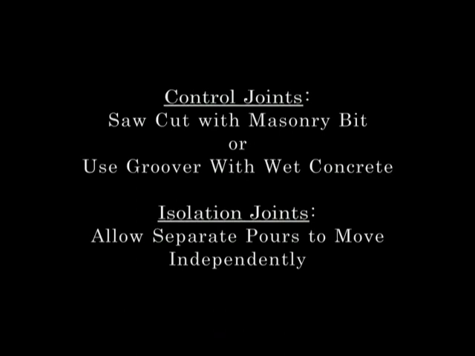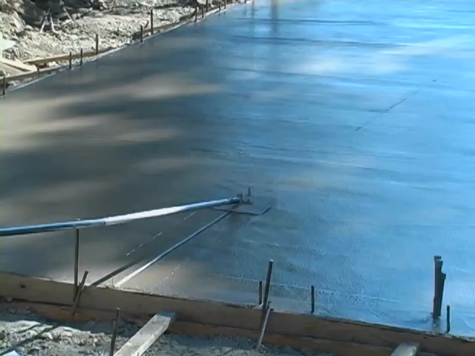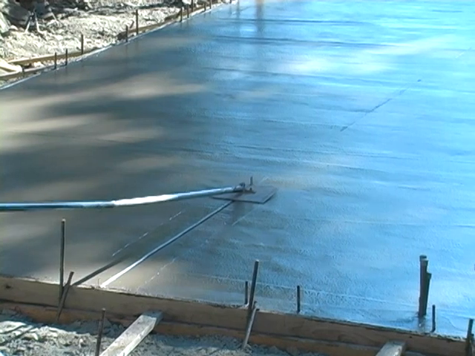Another way to do it is to use a masonry blade on a circular saw after the concrete is cured, and you can saw cut those grooves. Now the idea is to keep it about 1/4 inch of the depth of the slab. So if you've got a 4-inch slab, the depth of your groove should be 1 inch. You don't want to go over that because then you get into the structural integrity of the slab itself. So to do a groove, it actually takes quite a bit of skill.